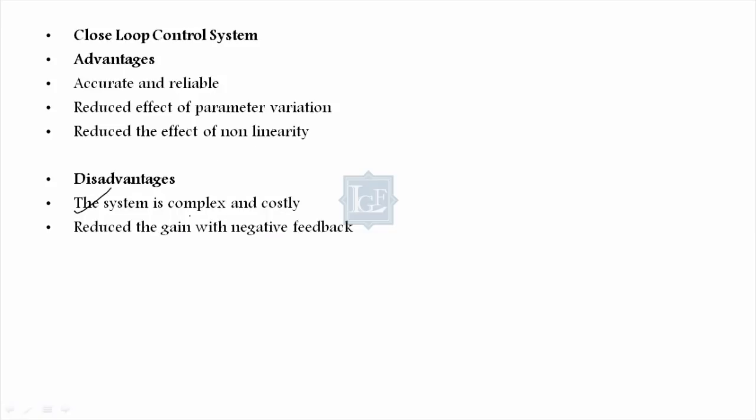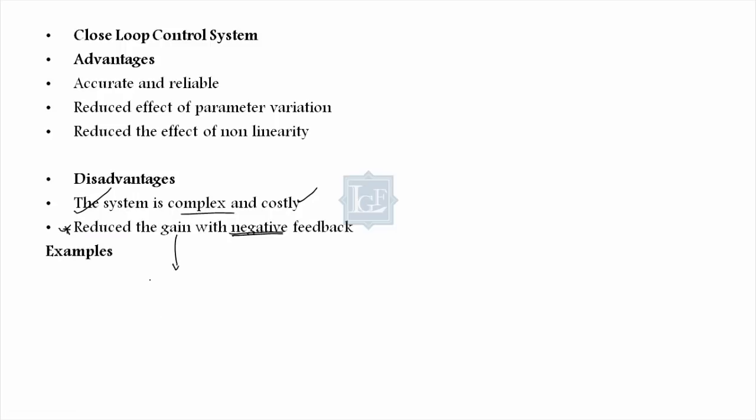Definitely, why is the system complex? Because we are introducing something extra. What is the extra? That is the feedback path or feedback elements. So this is costlier than the open loop control system. Reduced gain with negative feedback. Later we'll discuss this. This is a very important point. Whenever you introduce negative feedback to the system, it will reduce the gain of it.